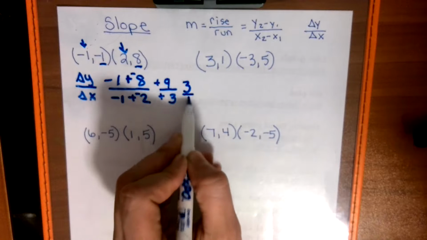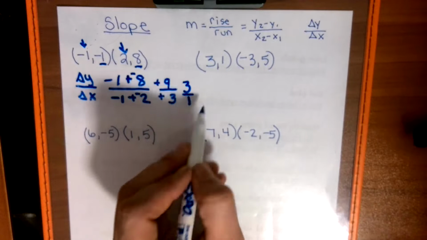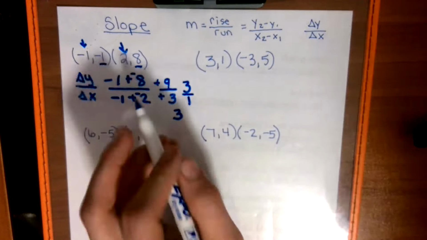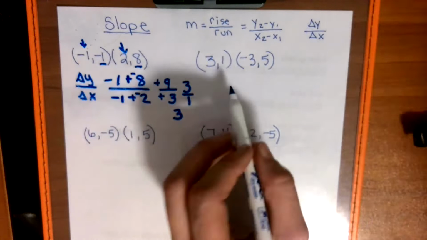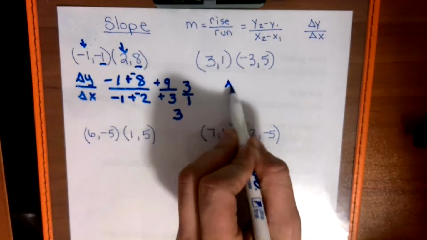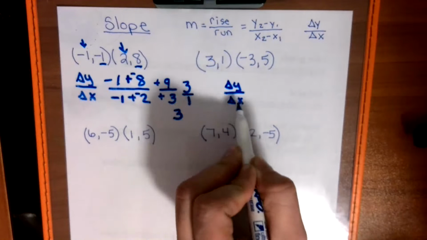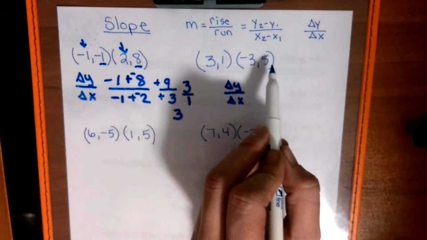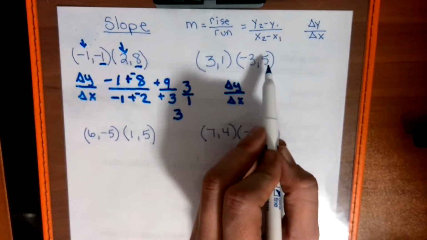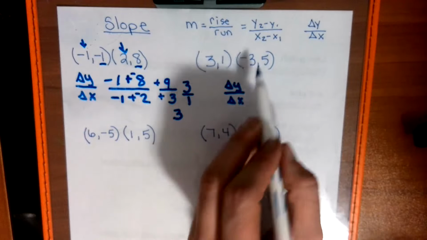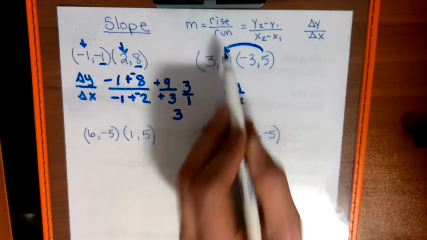3 divided by 3 is 1. So you can leave it like this. You can leave it as a 3. That's up to you. All right, let's look at another one. The change in the y's over the change in the x's. Now, if you want to start with this y, you can totally. But if you start with this y, you must start with this x. So let's look at it like that.